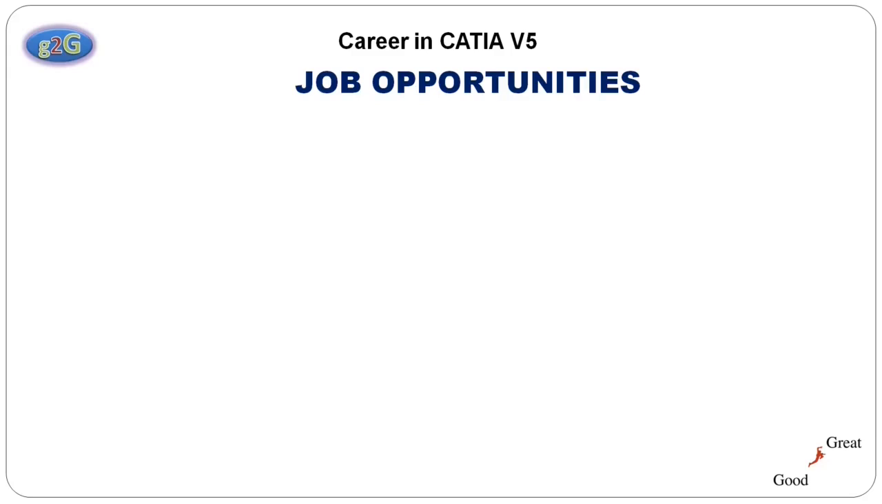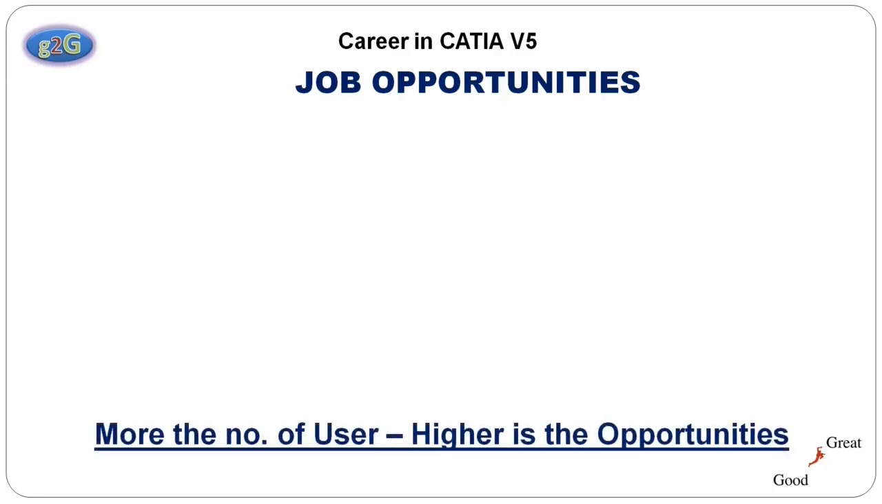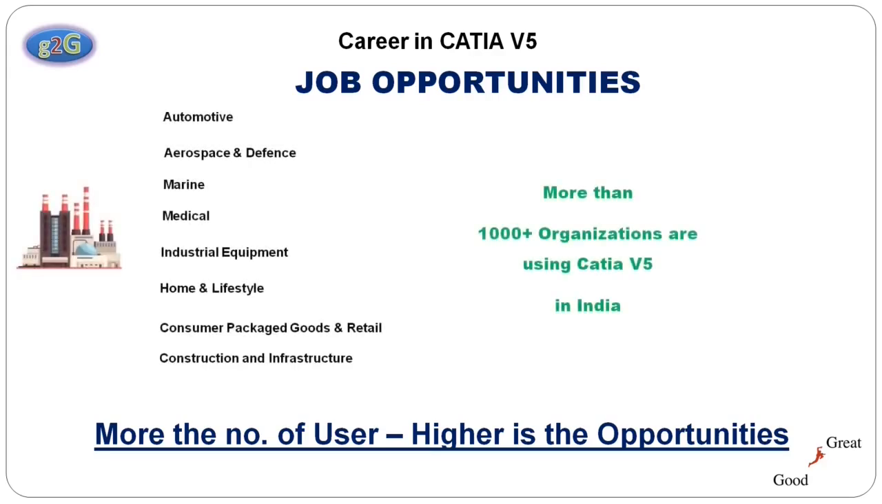openings currently available. An important point to be noted is, job opportunities totally depend on the number of companies using a particular software. The more companies using the software, the higher is the opportunity of getting a job. Higher is the opportunity of growing in that particular area. As discussed, CATIA is used by a number of industries: in automotive, in aviation, aerospace and defense, in marine, in medical, in industrial equipment, home and lifestyle, consumer packaged goods and retail, construction and infrastructure.